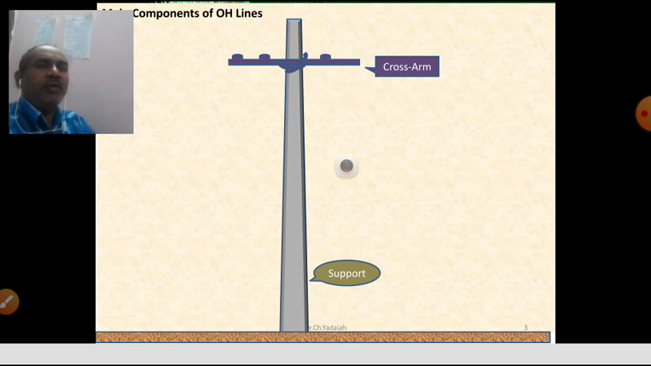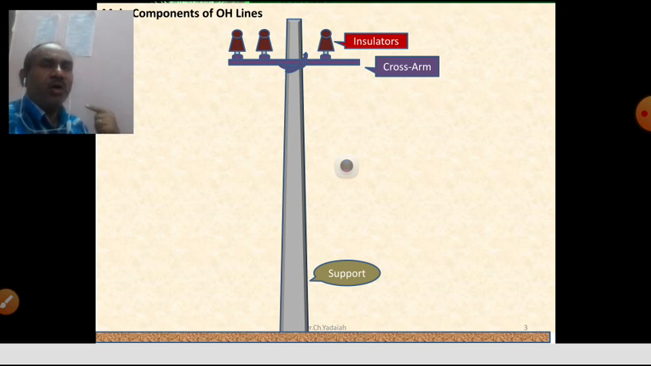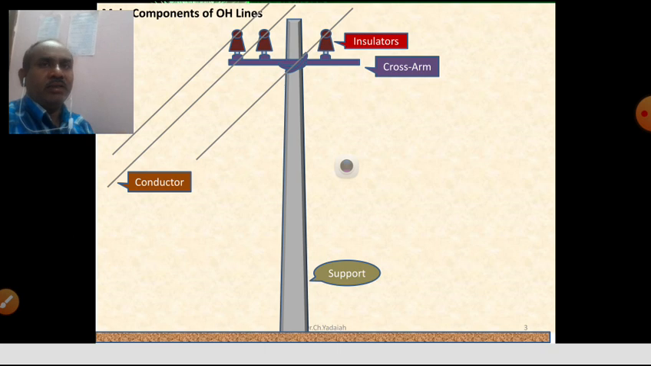Next we require the insulators. For the straight line, in long running conditions, we use only pin insulators. At the end, at the starting, and at cut points, we use only strain insulators. At corners also. And after these insulators, what are the next materials required? We require the conductor.